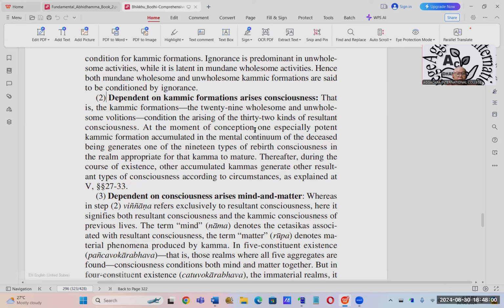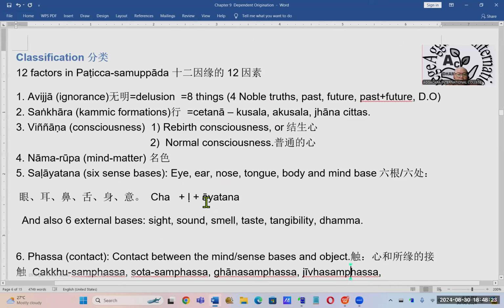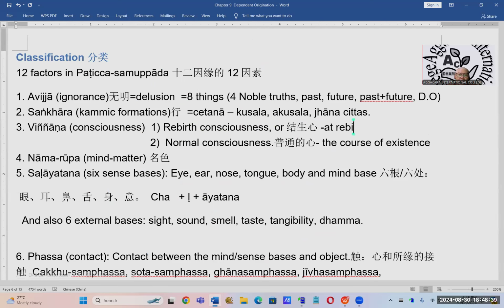Okay, thank you. So at the moment of conception, we have the rebirth consciousness, all right? But at other times, not at that moment, we call it during the course of existence, we have other kinds of resultant consciousness. Those we call vipaka citta. So it's like what I wrote, very short. We have a rebirth consciousness at the moment of rebirth and normal consciousness during the course of existence. So avijja and sankhara and vijnana, a lot of consciousness will arise even now at every moment. Then you have the namarupa, then salayatana. Okay, so we continue to read.